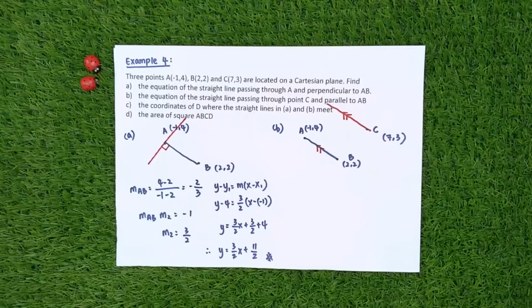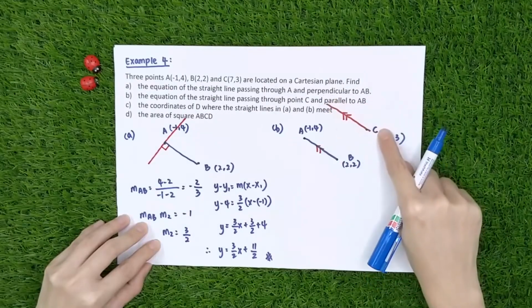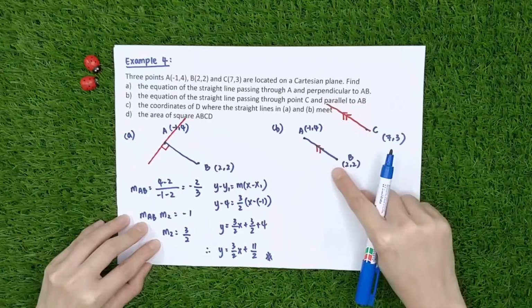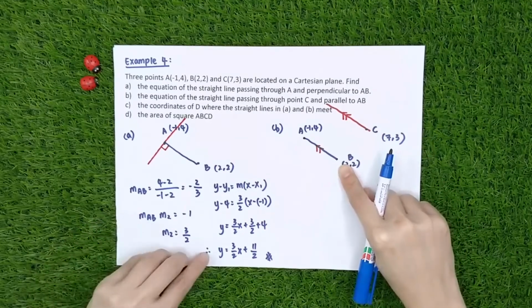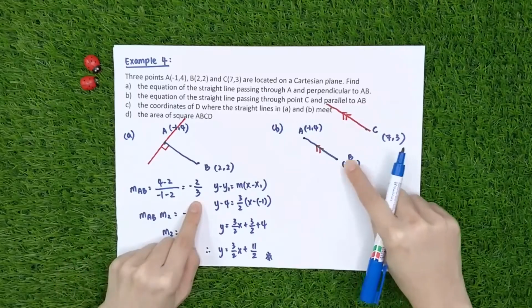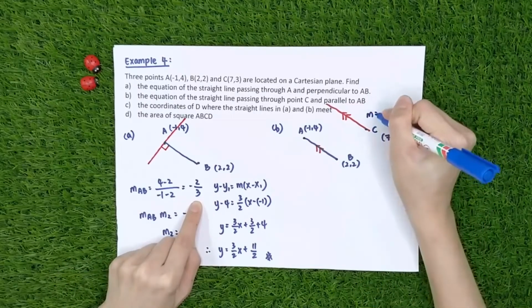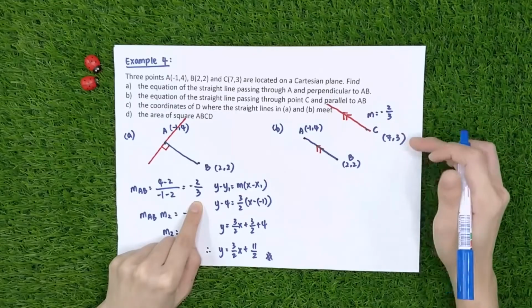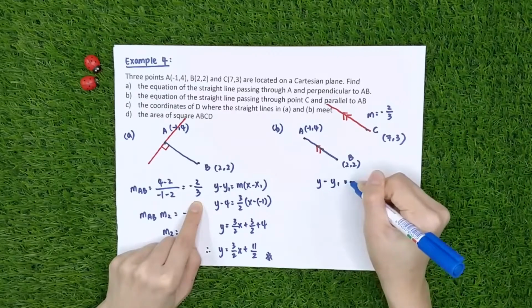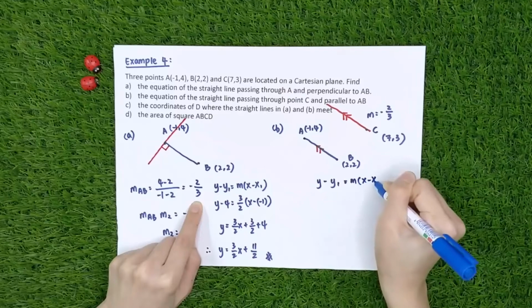So do I have the gradient of this line? I don't have it. But since it is parallel, that means the gradient is the same as AB. So my gradient is -2/3. So the gradient of this line is -2/3. And I have one of the points, so I can directly find my equation by using the formula.